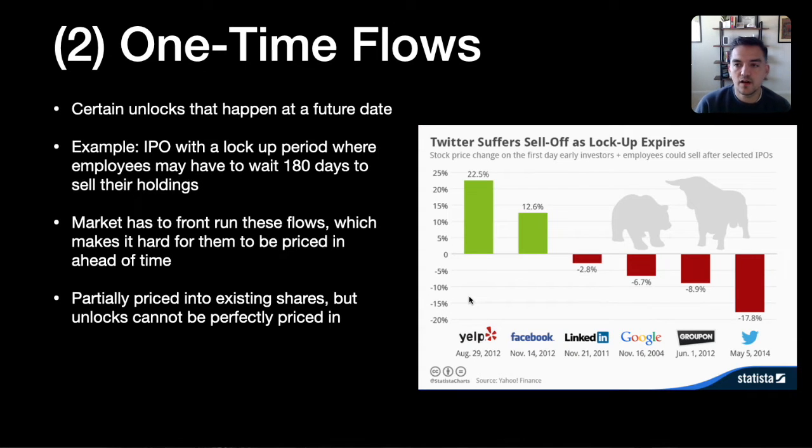So the next type of catalysts are known as one-time flows, and these were discussed on the podcast as basically certain unlocks that will happen at a future date. In the stock market, you can think of this in terms of an initial public offering where there's a lockup period, which basically means that employees who hold shares in the IPO company can't actually sell those right away. They have to wait 90 or 180 days in order to sell their holdings. Part of this is to help avoid short-term volatility with a bunch of people dumping and realizing equity and gains from the shares that they've been holding for many years.